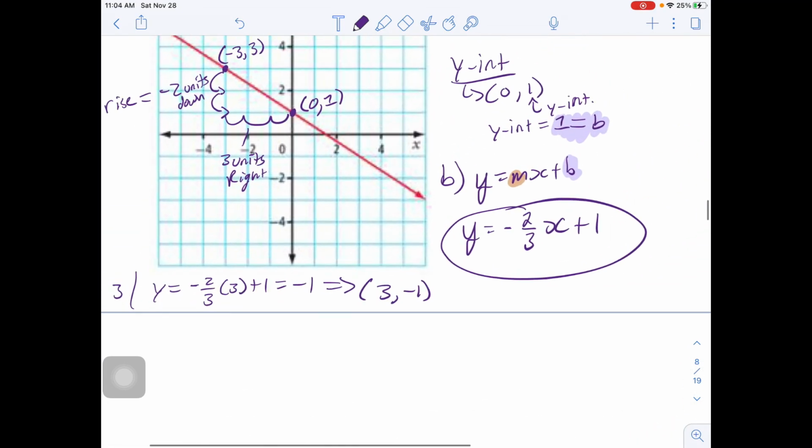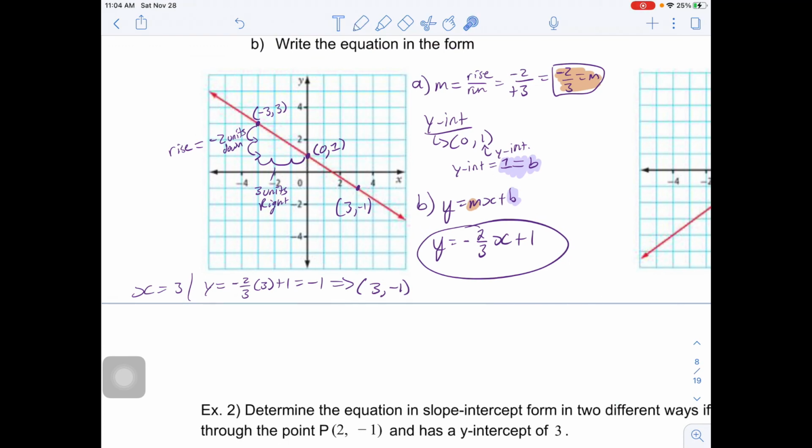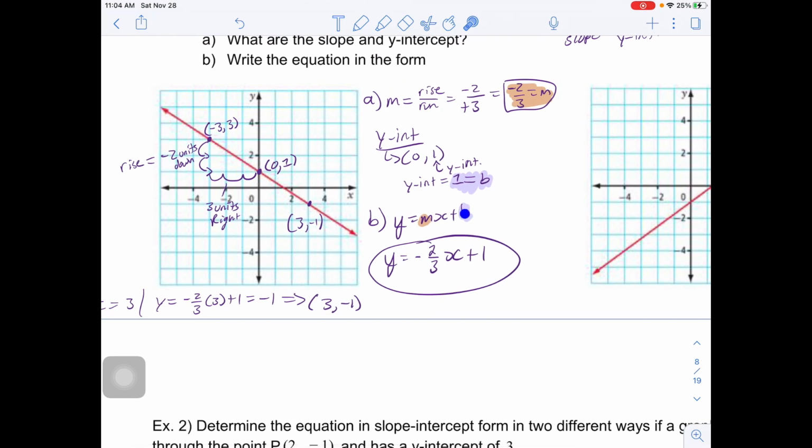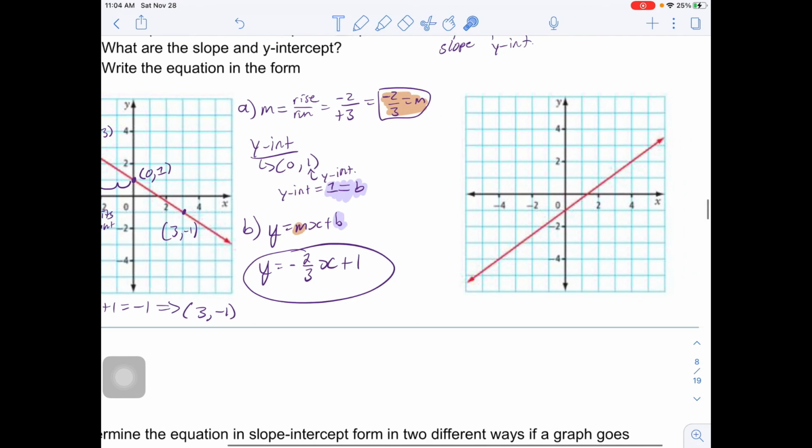Let's see if that worked. So when x is 3, it's supposed to be y at negative 1. And that actually worked. Perfect. And that shouldn't be that surprising, because it should work. This equation represents any points found on this line. Okay. So remember, we use the fact that b is our y-intercept, which in this case was 1, and we found our slope and plugged it in for m.